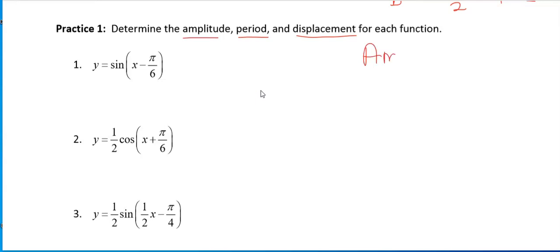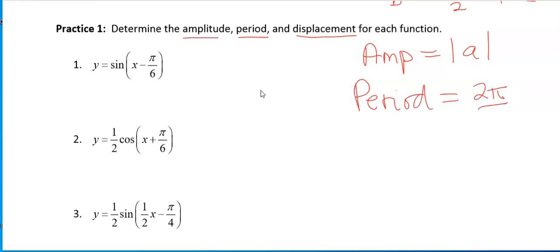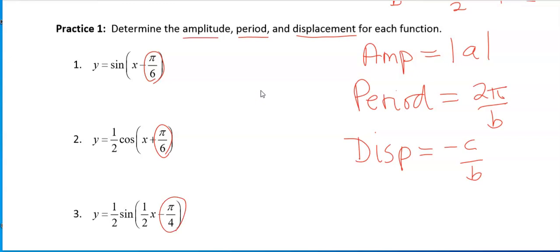So for the amplitude, it's just the absolute value of the a in front. I think they're all positive here anyway. But if you do see a negative value in front, a negative a, just take its absolute value. All right, and the period is calculated as 2 pi divided by whatever the b is. The b is the number in front of your x, remember. And for the displacement, your formula would be negative c over b. And c is the number on the end, like those. And b, again, is the number that's just in front of your x.